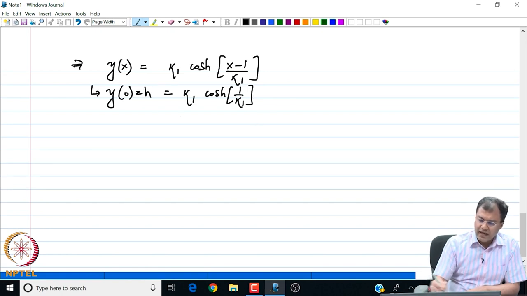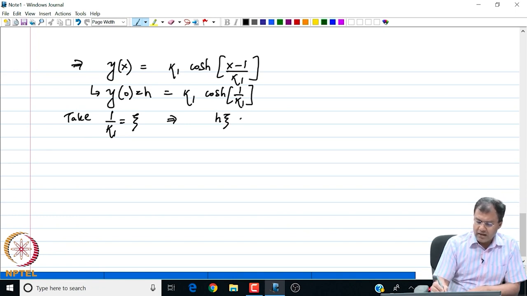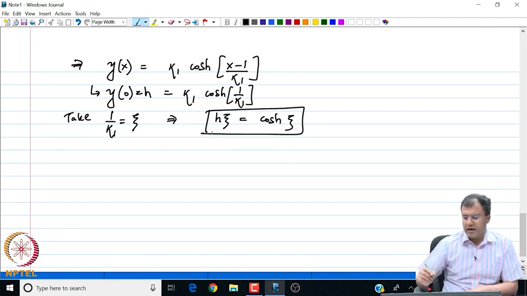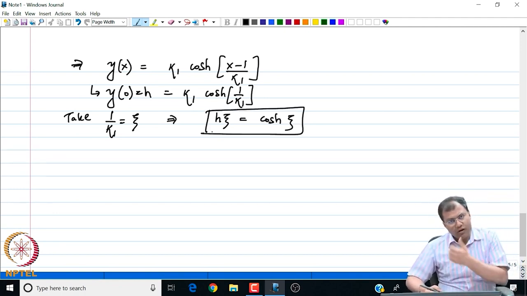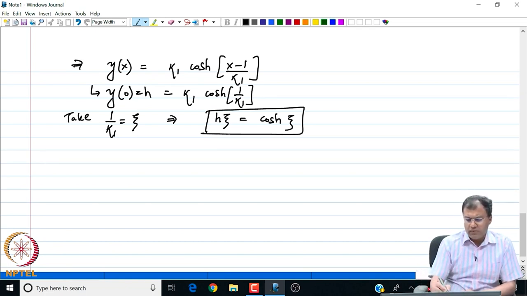Which means if I take 1 by kappa 1 equal to xi, then I get the equation h xi is equal to cos hyperbolic xi. So this is the same standard equation that we get in order to solve for the roots of the catenary. It is a transcendental equation, and in general for h large enough, it is going to give us two solutions. So I am going to stop the discussion on this example, because the most general solution has already been discussed in our previous lecture.